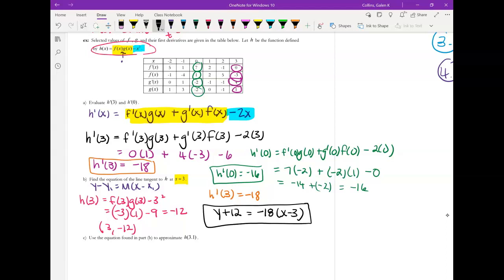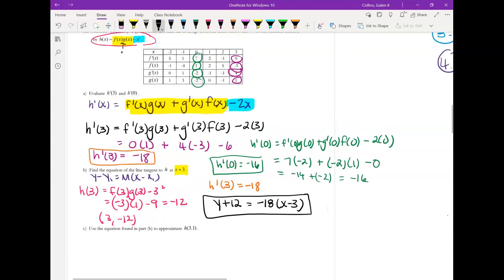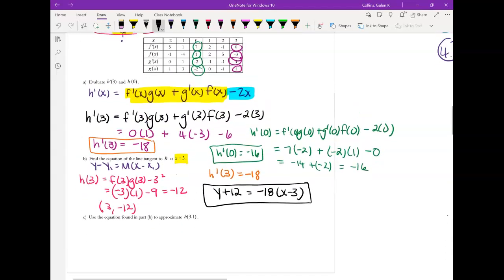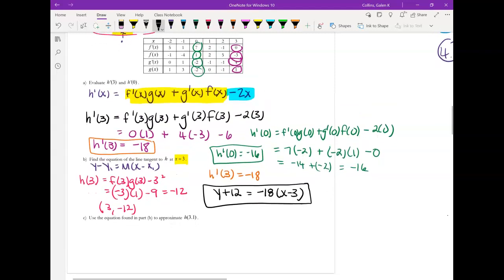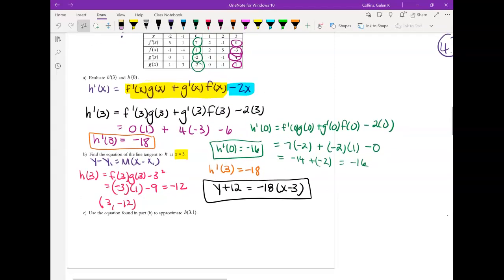There's no reason to rewrite that in slope-intercept form. You could, but don't. It's just an opportunity to make a mistake. All right, lastly, part C. Use the equation from part B to approximate h of 3.1.